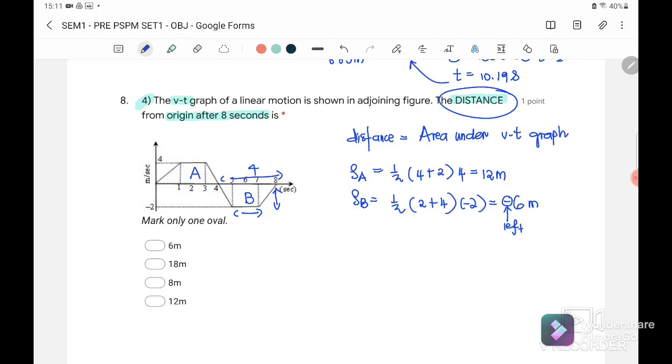But the question asks us to find the distance. The distance meaning that we don't need to consider the direction. We just take the total distance traveled. So therefore, the total distance traveled is equal to 12 plus 6, so the answer is 18. Okay, so if the question asks displacement, it would be 6 meters. But now the question asks us to find the distance. So the answer is B.